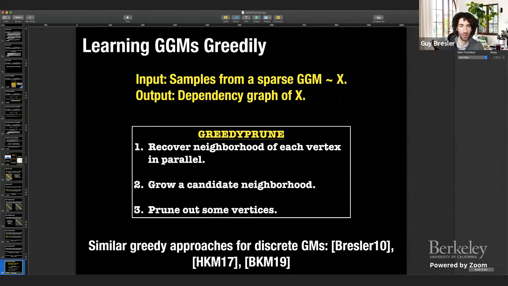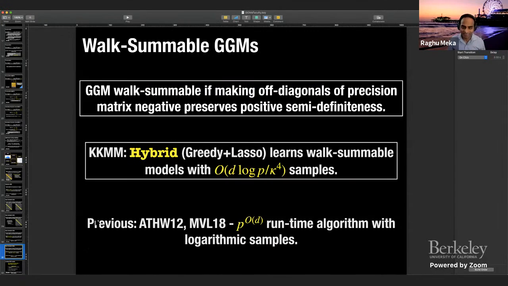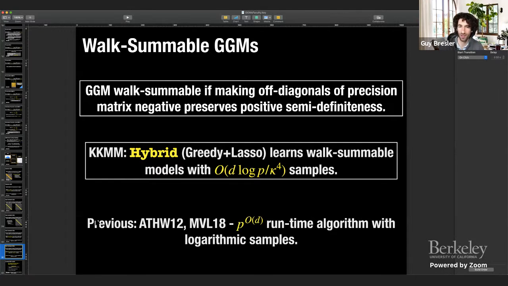Surprising to me. Does this correspond to like fast and slow rates in lasso? Yes, exactly. Yeah, but I'm not sure. Are you leveraging like fast rate analysis in lasso?